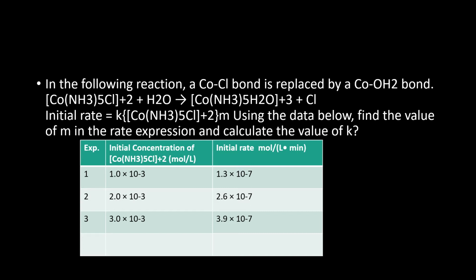So here, different concentrations are given, and different rates are also given. So that will be easy. Don't get confused with the big question. We need to do one thing. Consider this as the first equation and this as the second equation. Divide the second equation by equation one. I will do it on another page. So we'll write rate is equal to K into the concentration of that reactant, that is COCl, raised to m.